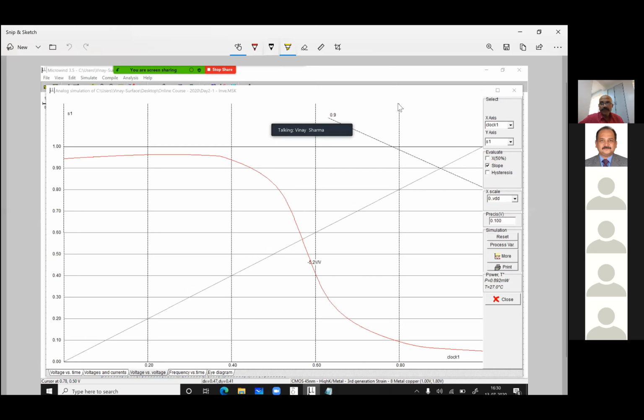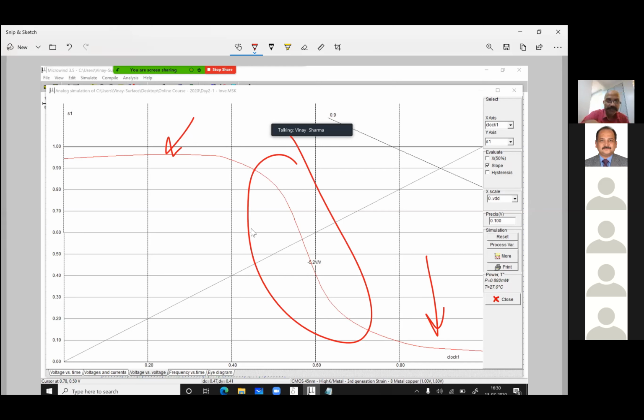As you see over here, the PMOS is on and the NMOS is off. So at least one of the devices is totally turned off, so your power is under control. The reverse happens over here: NMOS is on, PMOS is off. So at least one is off. But during this range of operation, both are almost fully on.